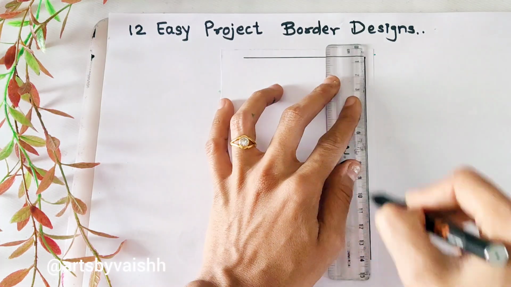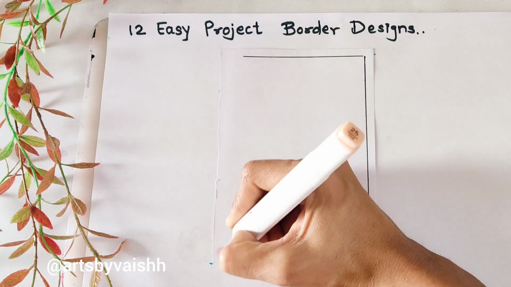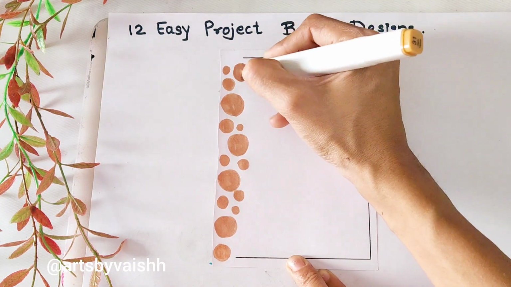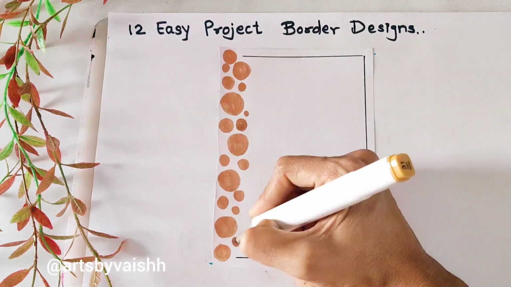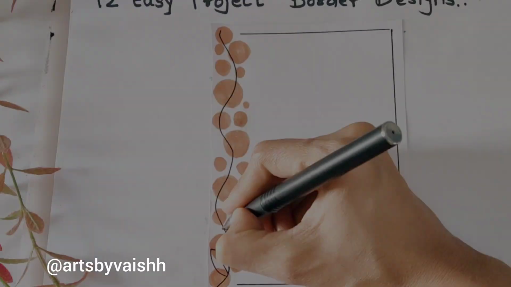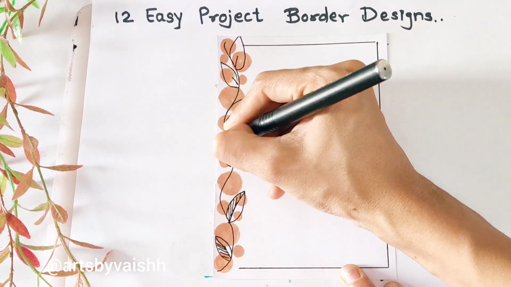In this one I am drawing borders from three sides, and from one side I'll draw a circle with this brown color, small and big circles. After that I'll draw a wavy line and I'll draw leaves to it. I'll give some texture to it, and this is done.